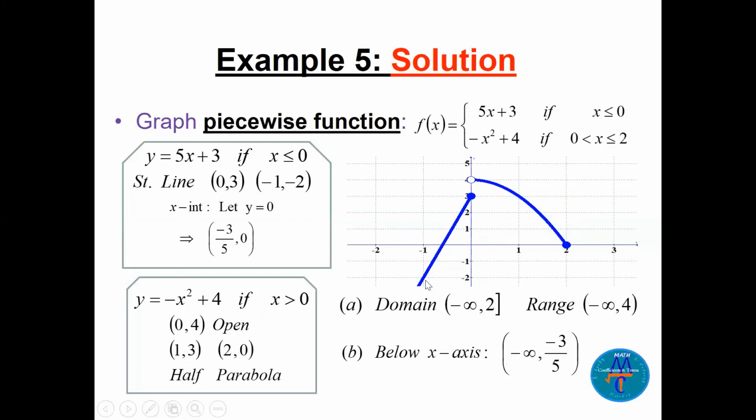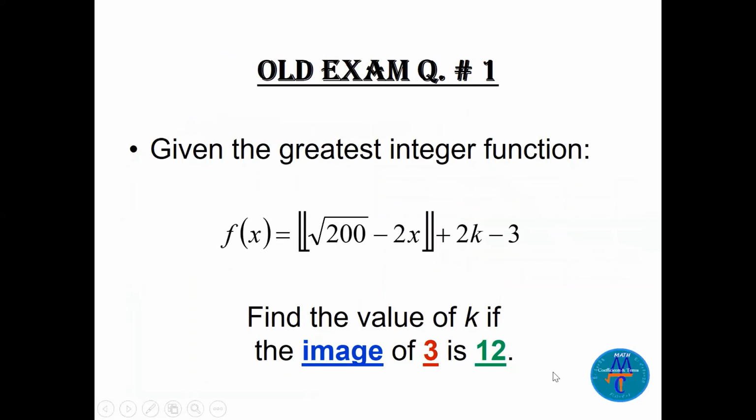Now, the question: where is the graph below the x-axis? Below the x from here, see, from minus infinity until we reach this point, which is the x-intercept here. So minus infinity to minus 3 over 5. Please study this question again. So nice. And then you can see the old exam questions to practice.